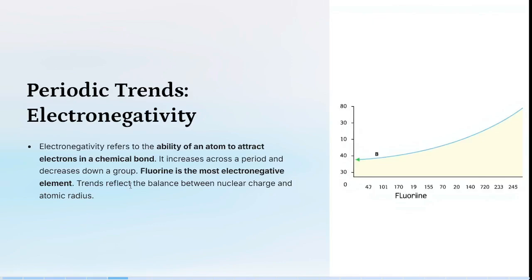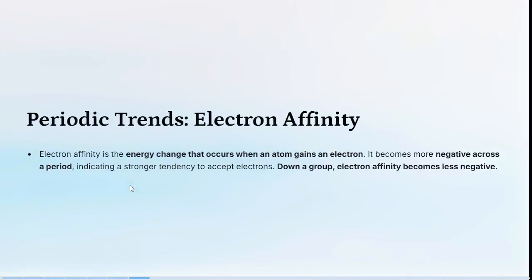When you go down the group, the same thing happens. As you go down the group, the distance becomes farther from the nucleus, so the nuclear strength begins to reduce. The same idea flows in the case of electronegativity. So let's move on to electron affinity, the next trend.